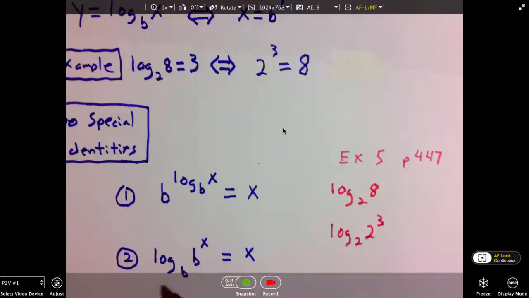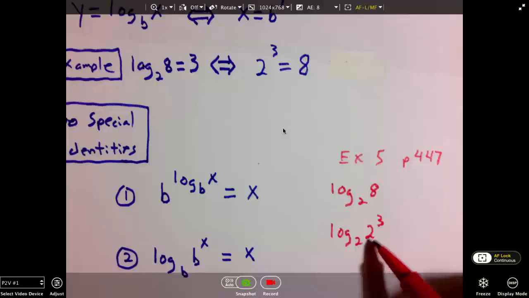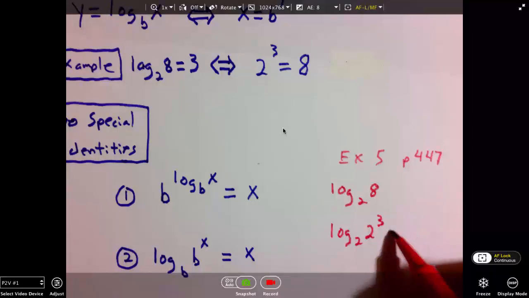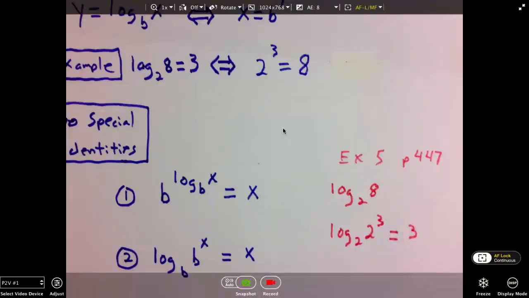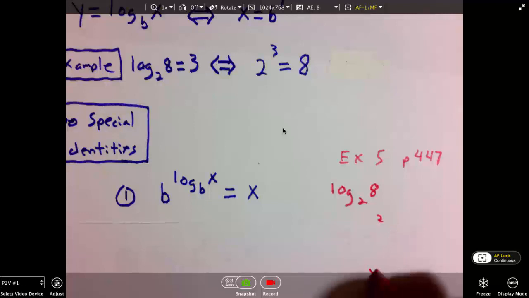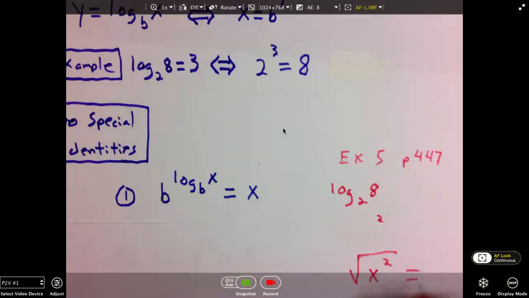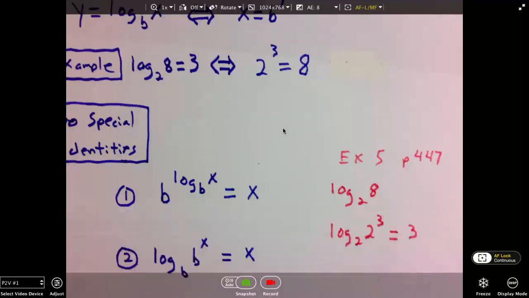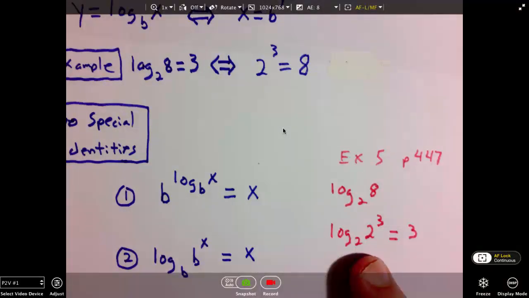Well, according to my special identity number 2 here, since this base and this number are the same, this expression here is simply equivalent to the exponent. This yields 3. Again, it's an analog to a square root undoing a square. If I have x squared and I take the square root of that, well, the square root undoes the square and leaves x. The square root and the square are inverse functions. They undo each other in much the same way the log and the exponential can be used in that fashion.